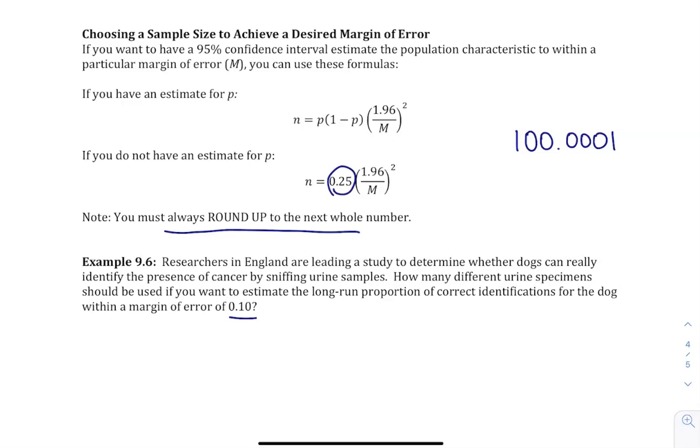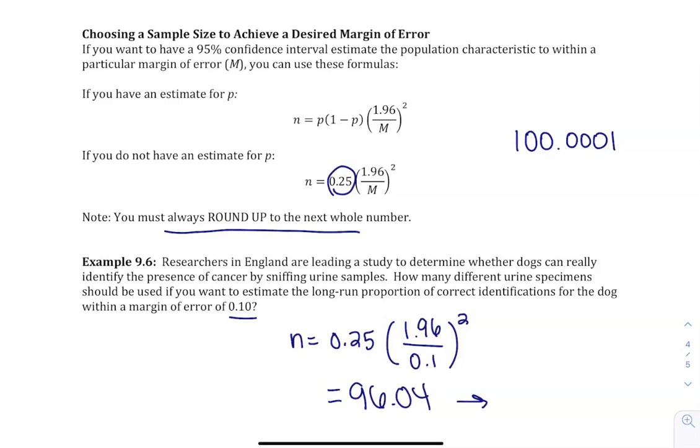And so here, they did not give us a percent, they gave us the decimals, so we don't have to do any conversions. Our sample size, since we don't have an estimate for p, we have to use this 0.25. We'll do 1.96 divided by this 0.1 margin of error, since it was already given to us as a decimal. You square that, and you get 96.04, but you can't have part of a sample size. So this would be 97 samples.